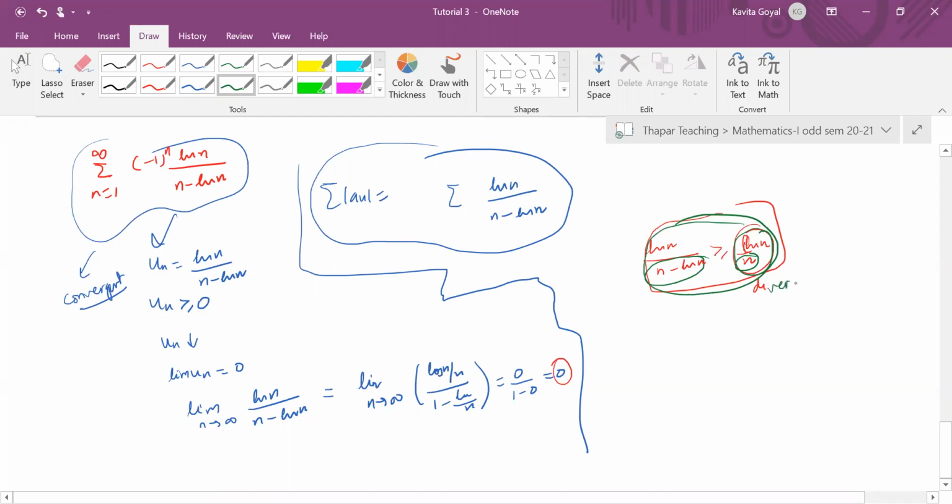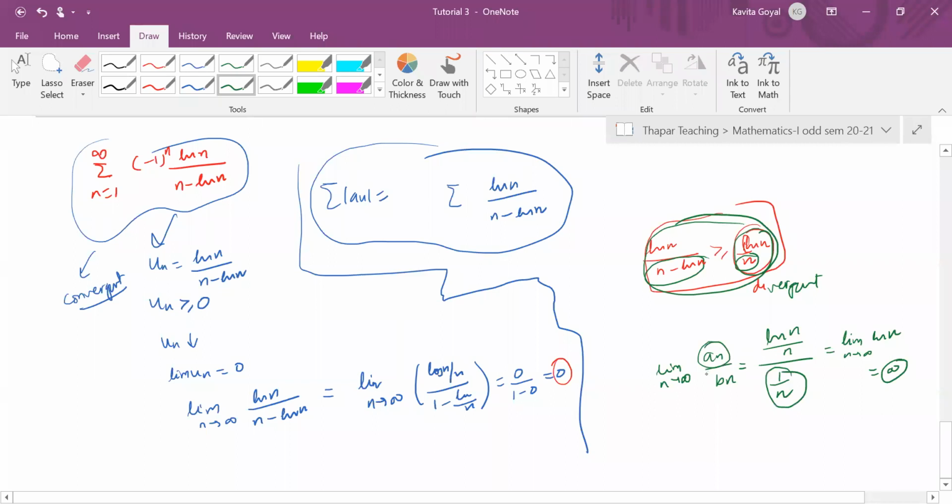How do we know? So you just do this, log n upon n, and take bn as 1 by n. So this is your an upon bn. That will be log n, limit n going to infinity, which is infinity. So if the limit is infinity and the lower series is divergent, then the upper series is also divergent.